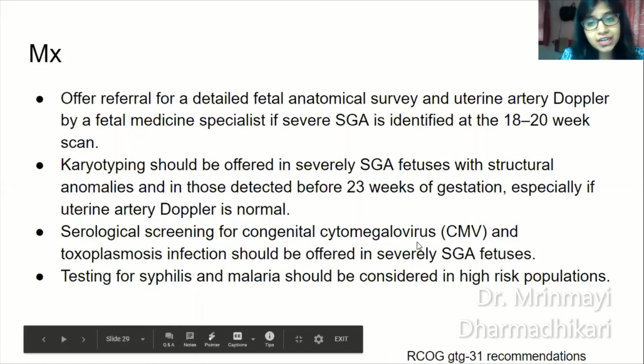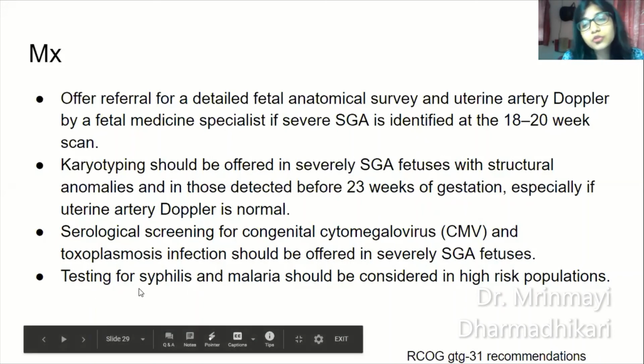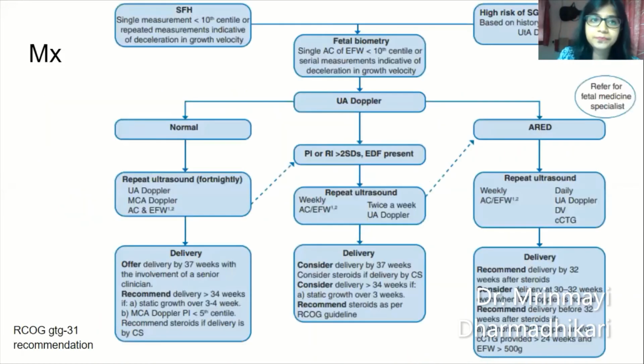Serological screening for congenital cytomegalovirus and toxoplasmosis infection should be offered in severely growth restricted fetuses, especially if the mother is giving a history of fever or rash earlier on in pregnancy. Now you have seen that there is severe growth restriction in the fetuses, so definitely serological screening for TORCH infections should be offered. Testing for syphilis is routinely done as a part of the ANC profile, and testing for malaria also should be considered in high-risk populations because congenital malaria again is associated with higher chances of growth restriction.